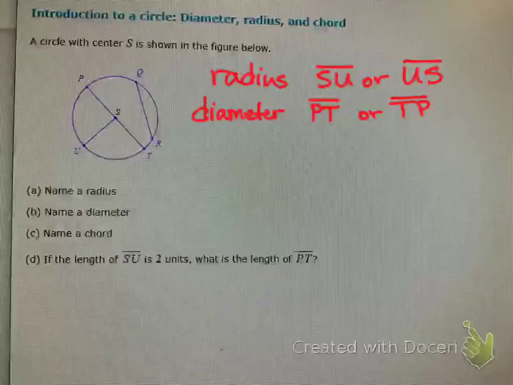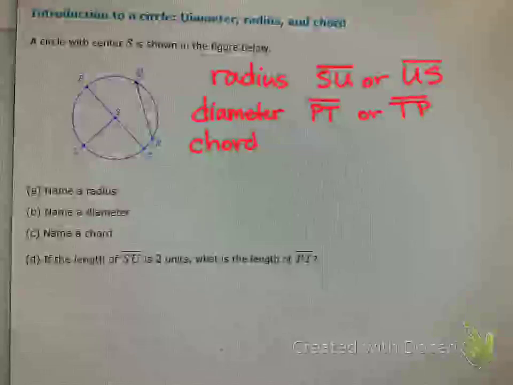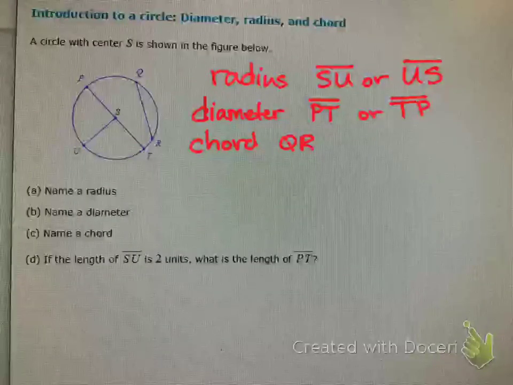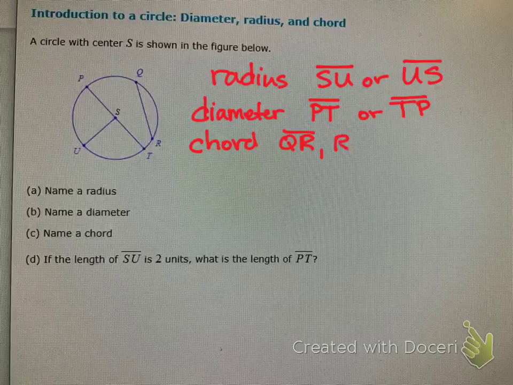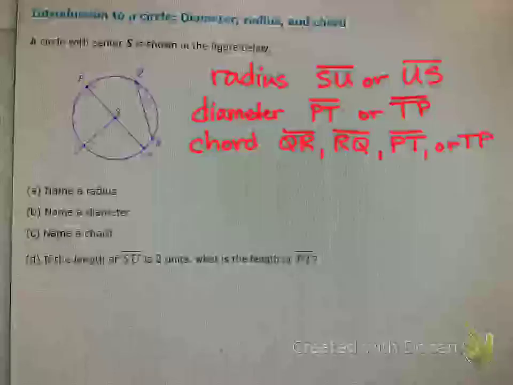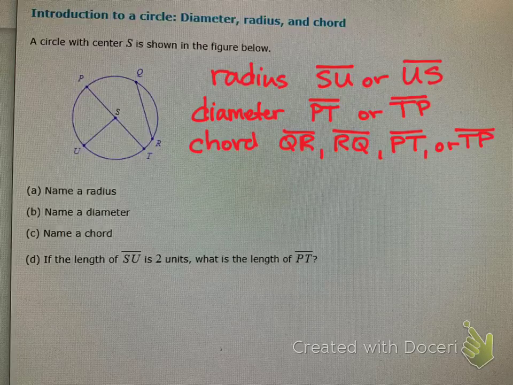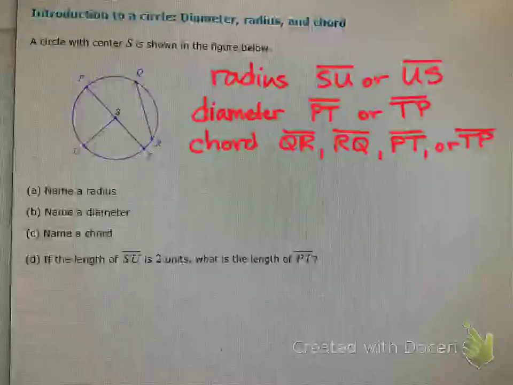And so we could technically have four different answers here for the chord. We could call this QR. We could say it RQ. We could say PT. Or we could say TP. So there's the two lines that are both chords, and you can write it either way, QR or RQ, and the same with the other.